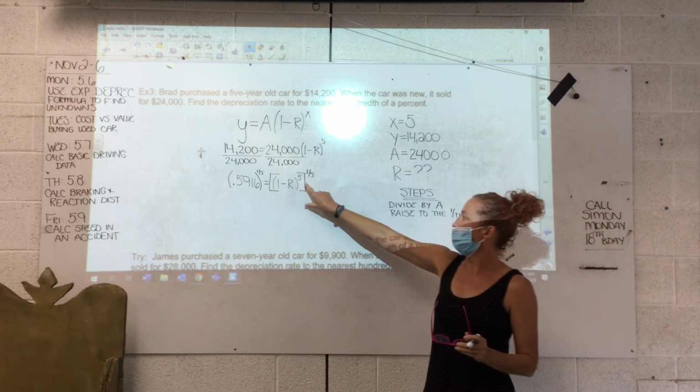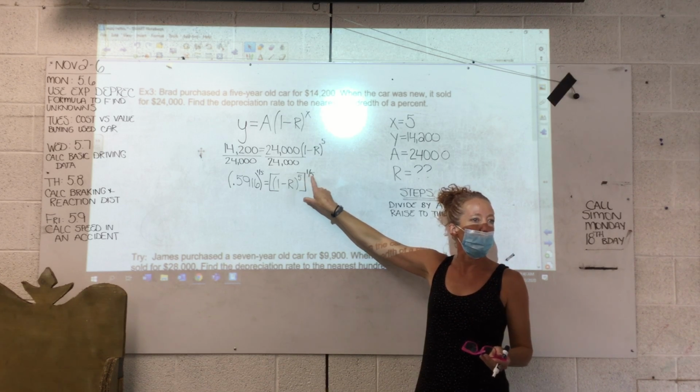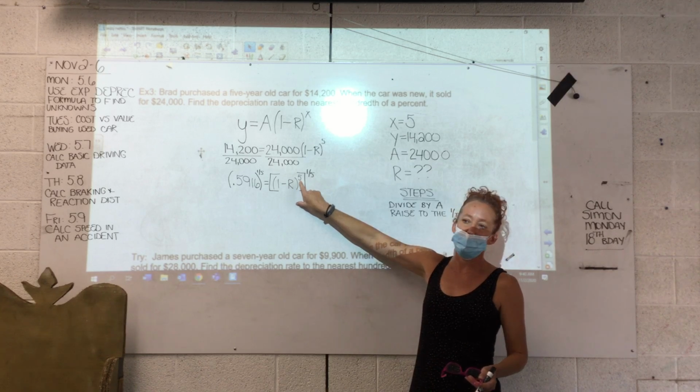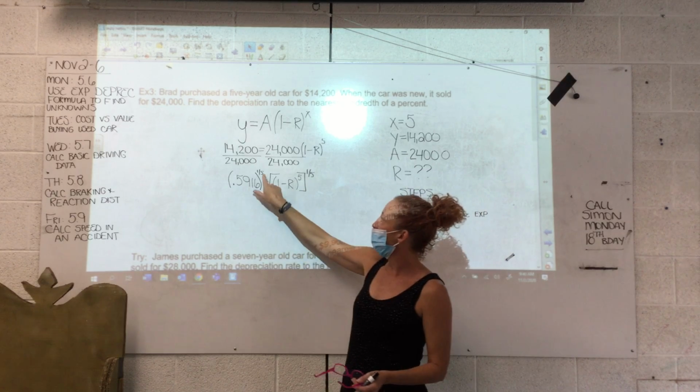This was the number of years. So if it was a problem that had 9 years, what would our fraction be? 1/9. If it was a problem that was 7 years, our fraction would be 1 over 7. How do you do that?